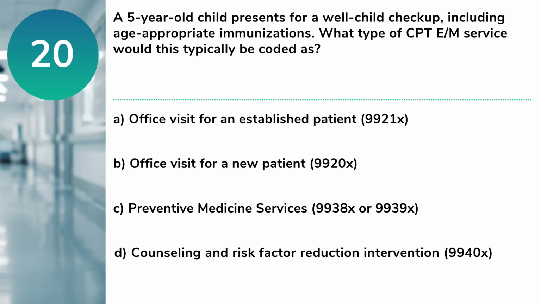Question 20. A 5-year-old child presents for a well-child checkup, including age-appropriate immunizations. What type of CPT E/M service would this typically be coded as? A. Office visit for an established patient, 9921X. B. Office visit for a new patient, 9920X. C. Preventive medicine services, 9938X or 9939X. D. Counseling and risk factor reduction intervention, 9940X.